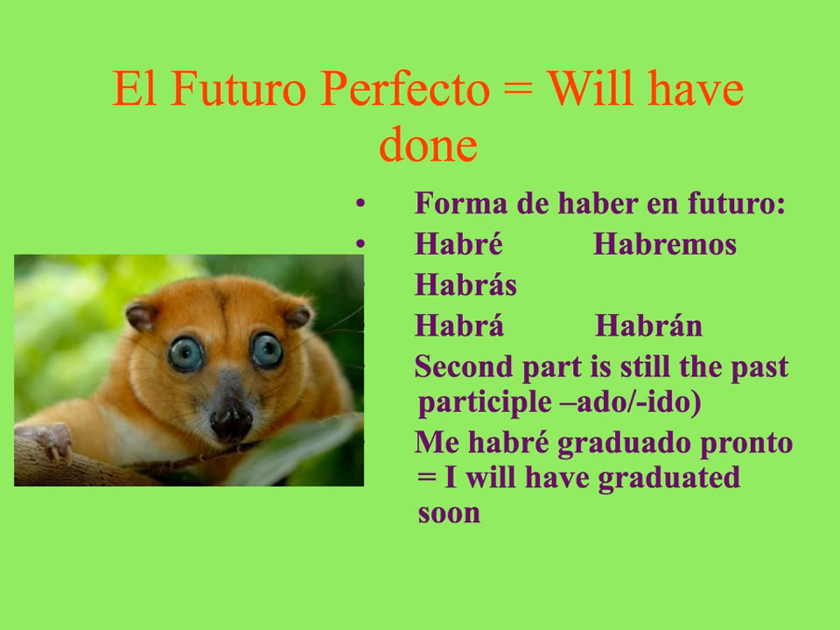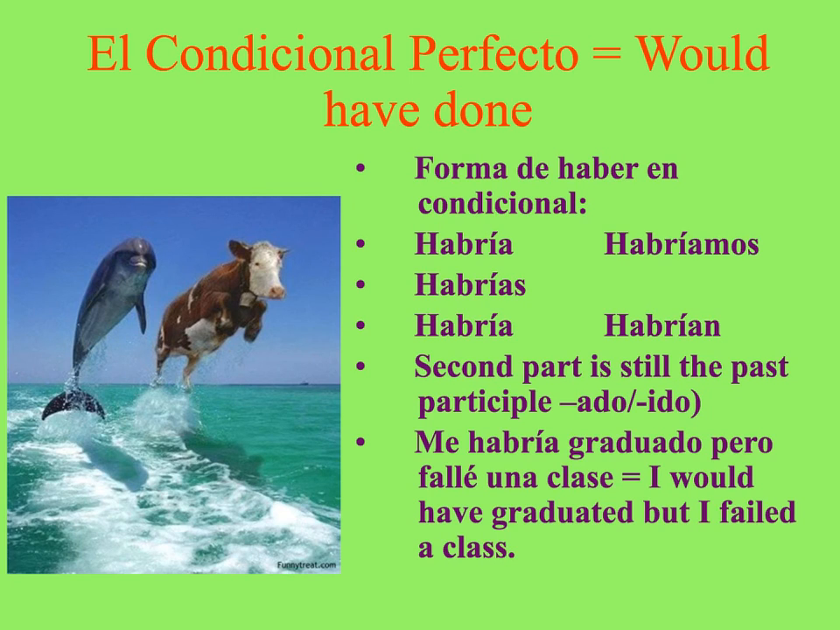Graduar became graduado. And the last slide, the last perfect tense, we have conditional perfect. This is what someone would have done. And again, guys, it's logical. Conditional is what someone would do. Conditional perfect, would have done. You're just combining 2 pieces of information that you already know. Your forms of haber are obviously in the conditional. Habría, habrías, habría, habríamos, habrían. And then the second part, as always, in a perfect tense, will be that past participle that ends in ado or ido. Right? So, me habría graduado, pero fallé una clase. I would have graduated. Oh, but I failed a class. So I didn't. Wah, wah.